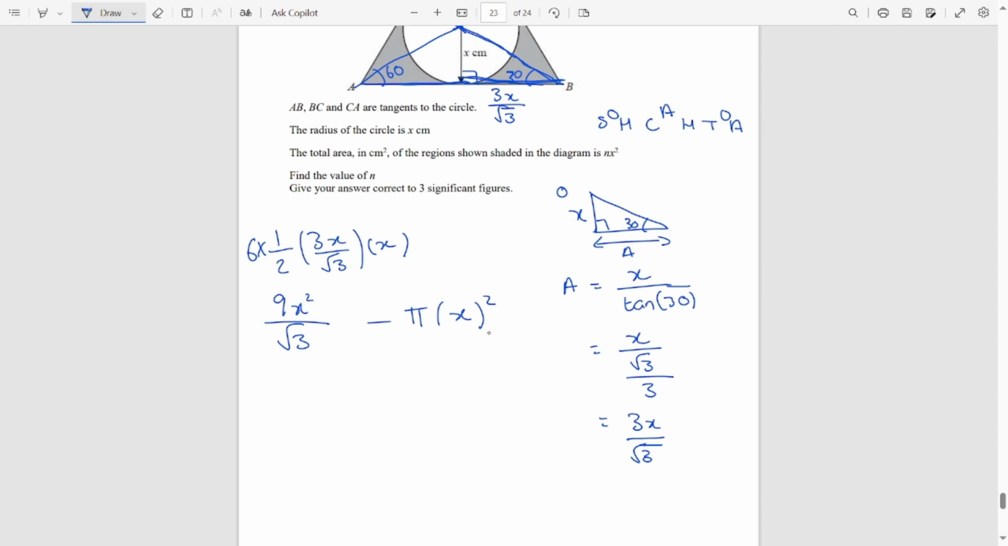I can see here that I've got x squared in both terms, so I can take that out. So it's 9 over root 3 minus pi, all multiplied by x squared. And so this is the value of n, that thing in the brackets. You can type that into your calculator, 9 over root 3 minus pi, and you get 2.05. And so this is the final answer for n, to 3 significant figures.